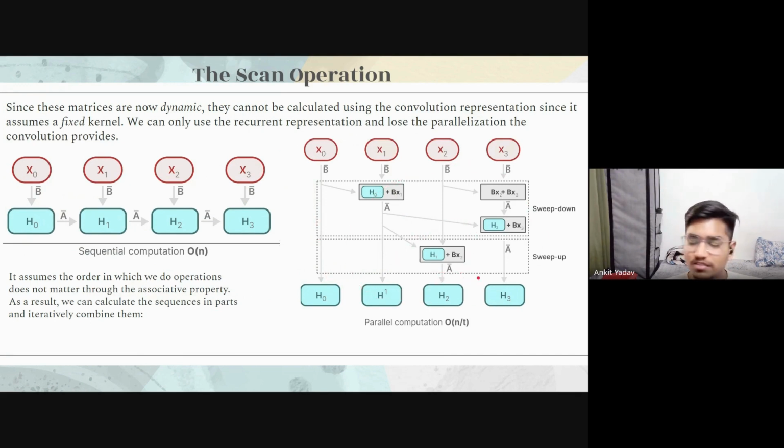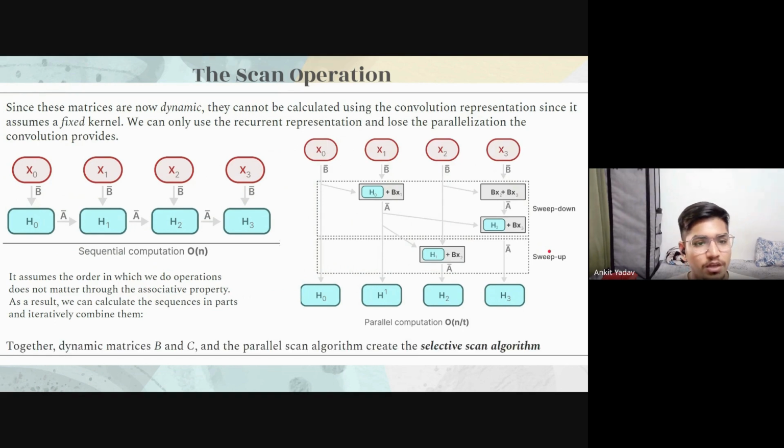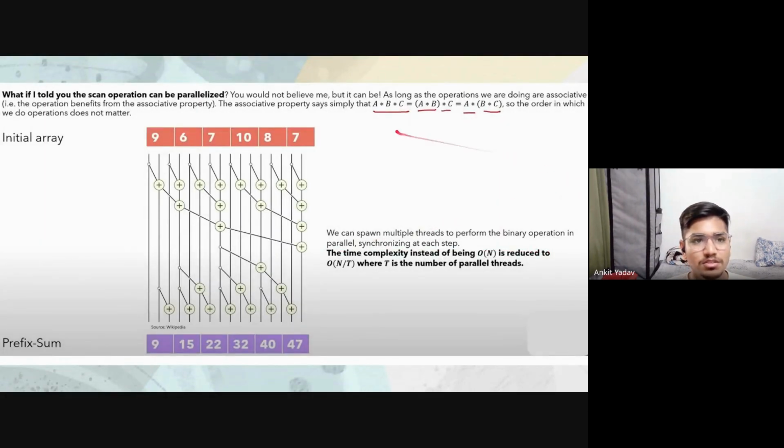I'll show it in the next image. This is just a visualization of how H0, H1, H2 go over the time. I'll go to the next image and I'll come back here. If you look at this image, this is the associative property. Even if I have to compute A, B, C multiplication, whether I do A multiply B into C or A, B multiply C, the answer is going to remain the same. So if I have to add all these things together, I can create multiple threads.